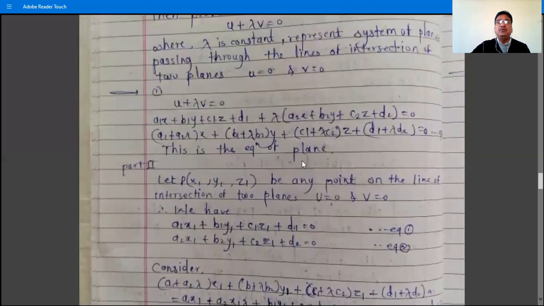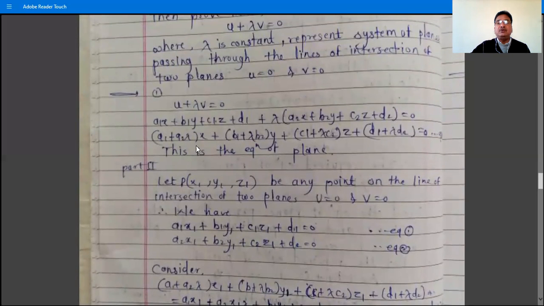We have to prove that this equation, naming it as star, represents a plane that passes through the line of intersection of the two planes U = 0 and V = 0. That is, every point of the line lies on this plane.